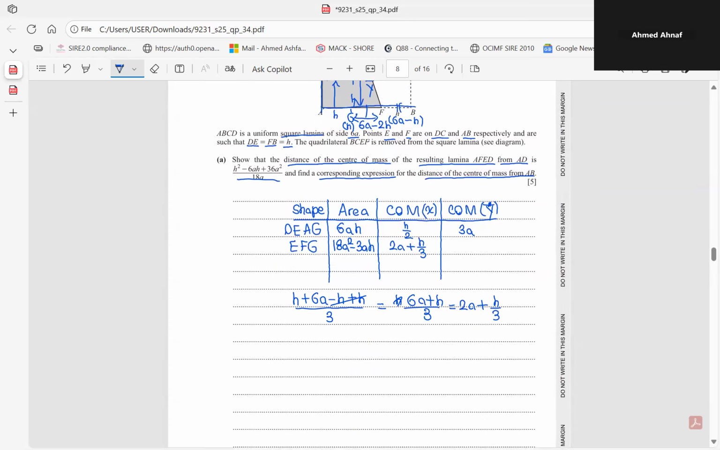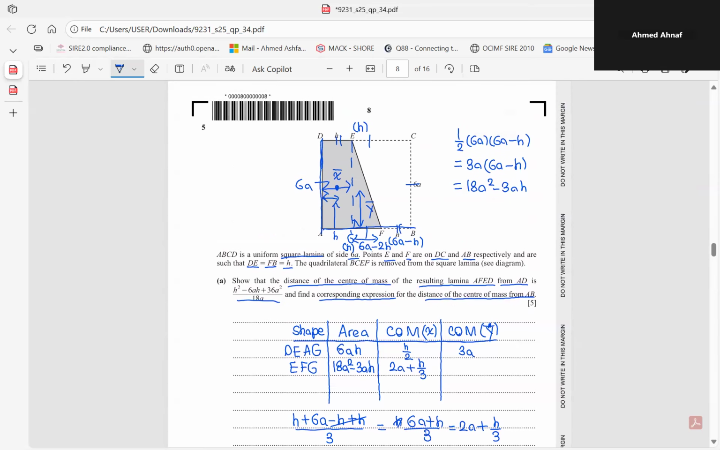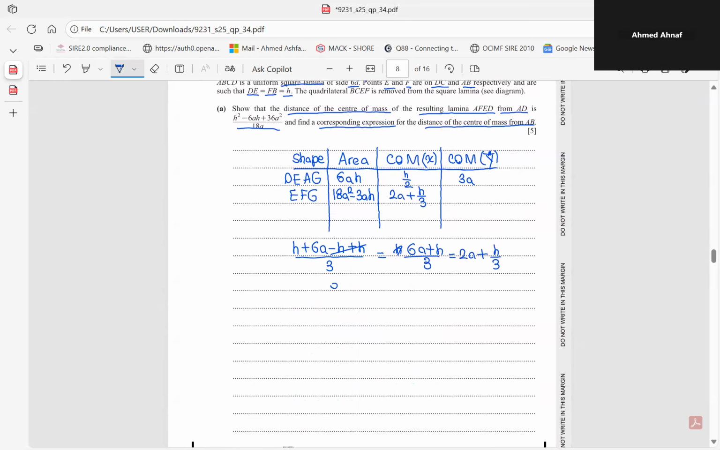And for Y, you just have to take the y coordinates. So for G, that is 0. For F is also 0. And for E is 6A. So 6A plus 0 plus 0, you just get 6A over 3. You just get 2A. So this is the center of mass for EFG.